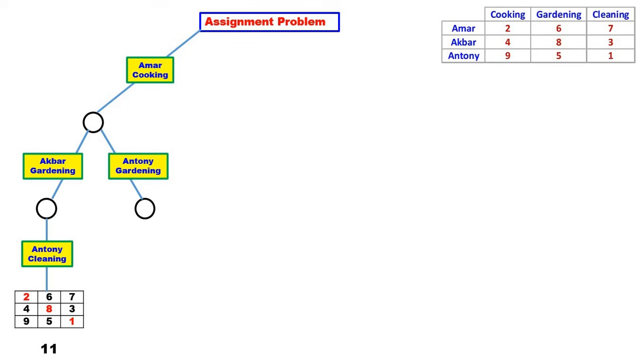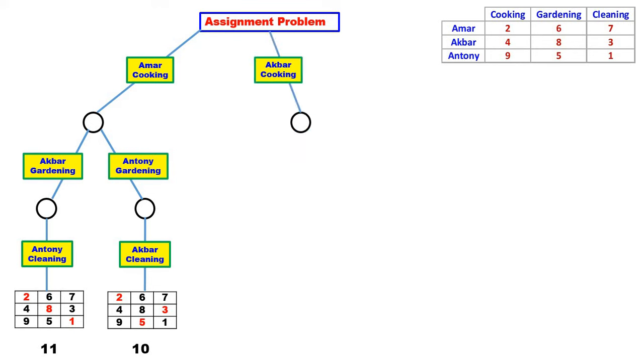We shall see the other solution here. When Amar is cooking, Anthony is gardening. What is the other option for Akbar? Cleaning. So what is the solution here? Yes. Amar cooking is 2. Anthony gardening is 5. Akbar cleaning is 3. So what is the total cost? 10. So we have got the second solution. So when Amar is cooking, these are the only two possibilities. Next we shall take Akbar cooking. When Akbar is cooking, what are the two possibilities for Amar and Anthony?